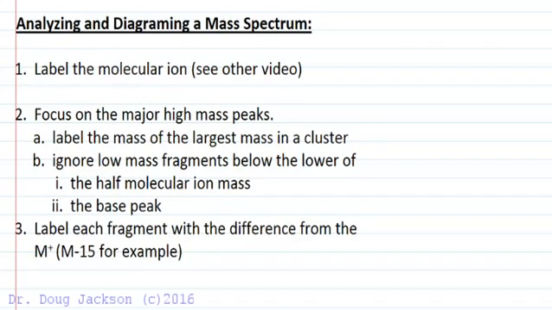What we're going to do, though, is focus on the major high mass peaks after we've labeled the molecular ion. We're going to label those with their mass, the largest in a cluster, and we're going to ignore low mass fragments that are below the lower of the half mass of the molecular ion or the base peak. Whichever one's the lowest, we ignore the fragments below that because they're likely fragments of fragments. And then we're going to label those fragments with how they differ from the molecular ion.